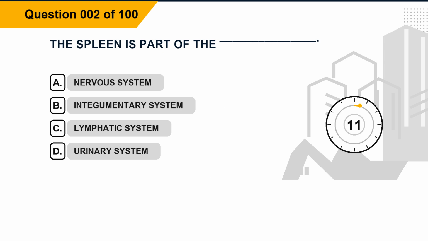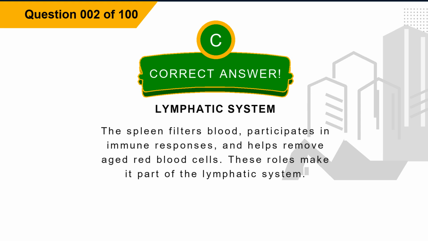Question 2. The spleen is part of the blank. Option A, nervous system. Option B, integumentary system. Option C, lymphatic system. Option D, urinary system. The correct answer is option C, lymphatic system. Explanation. The spleen filters blood, participates in immune responses, and helps remove aged red blood cells. These roles make it part of the lymphatic system.